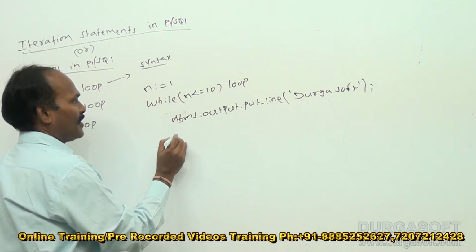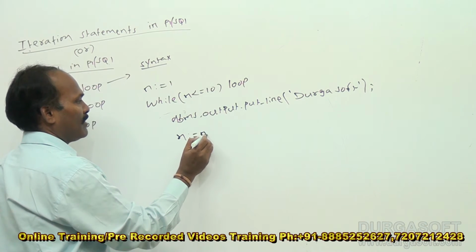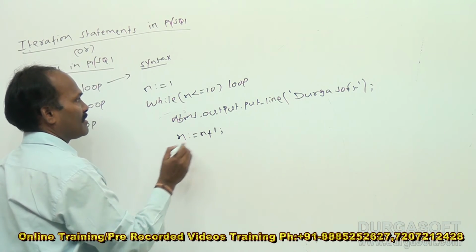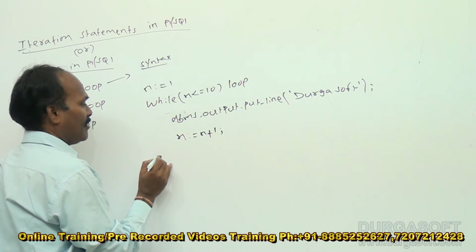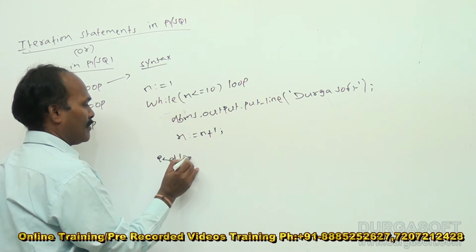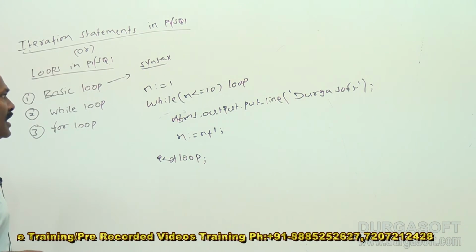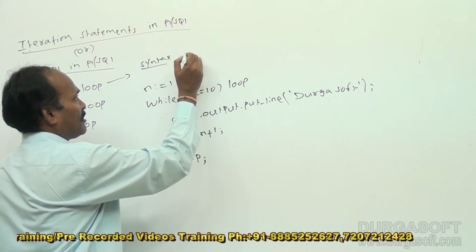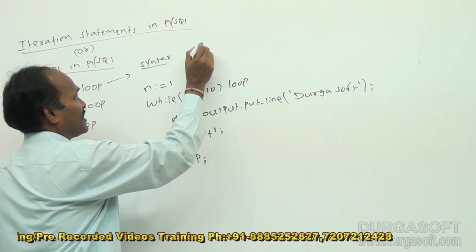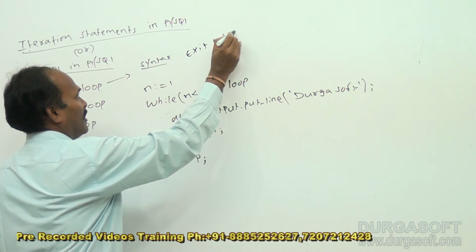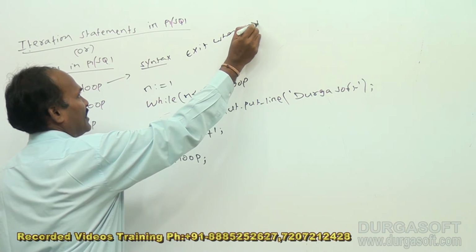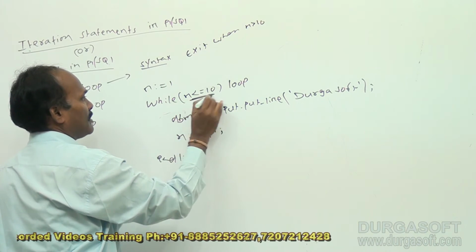And here also you have to increment n value by 1, n equal to n plus 1, and finally you have to write end loop. Previously in the basic loop, what I did here was the exit condition: exit when n is greater than 10.